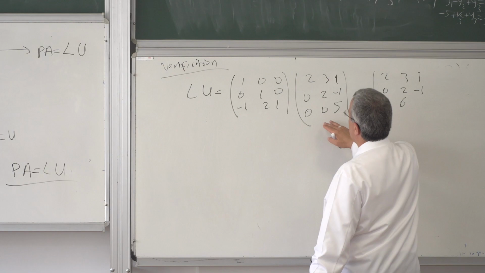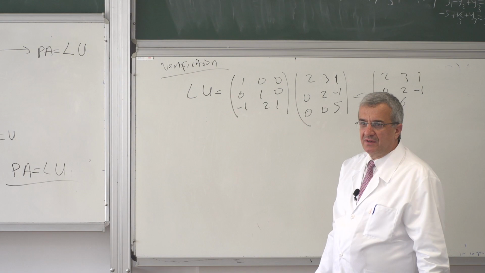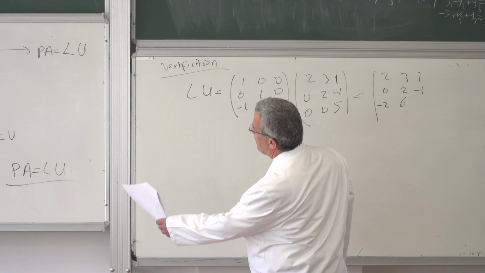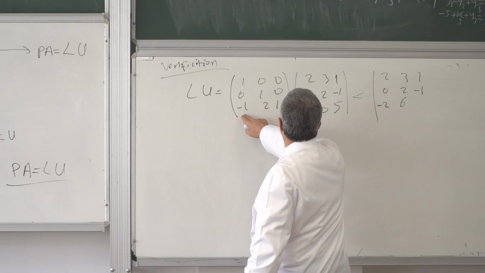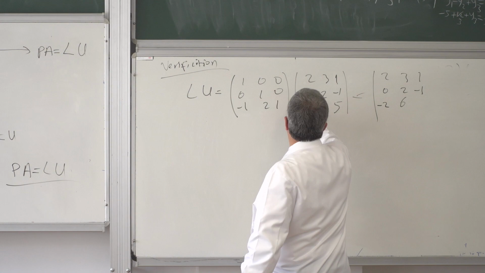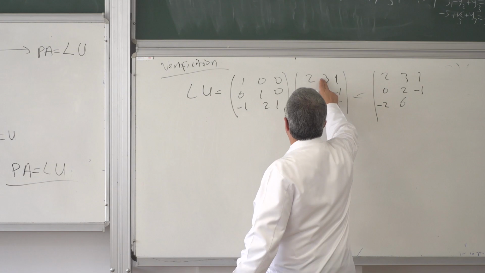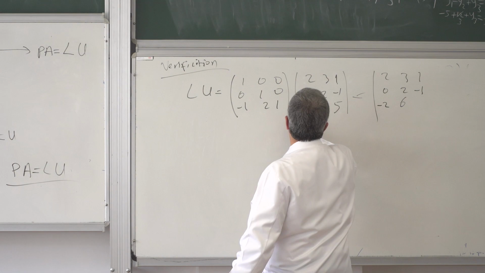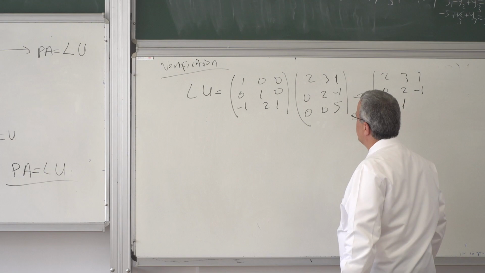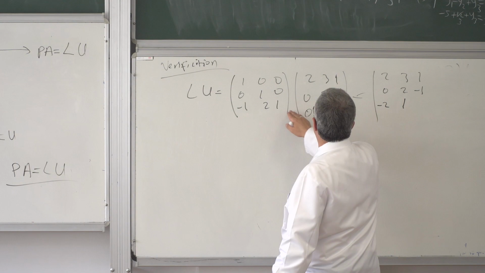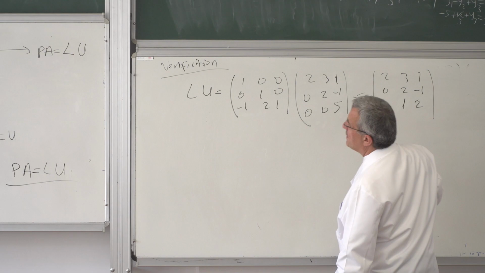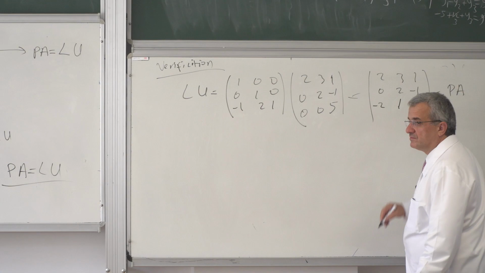So I made a mistake somewhere. Where did I make the mistake? Minus 1 times 2 is minus 2, 0, 0. So minus 2. Minus 3 plus 4, which is 1. 0. This is 1. And this one, minus 1, minus 2 is minus 3, plus 5 is 2. So is this A? This is PA. That's it.